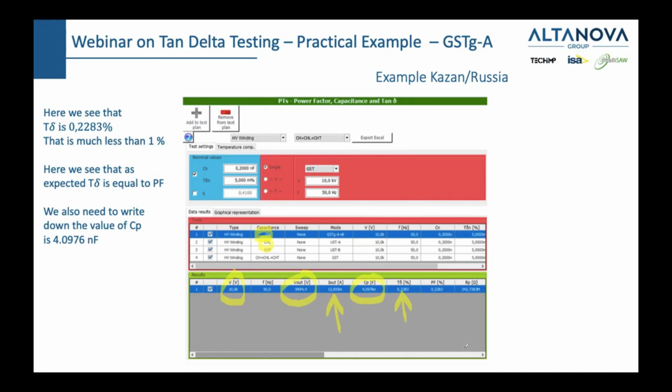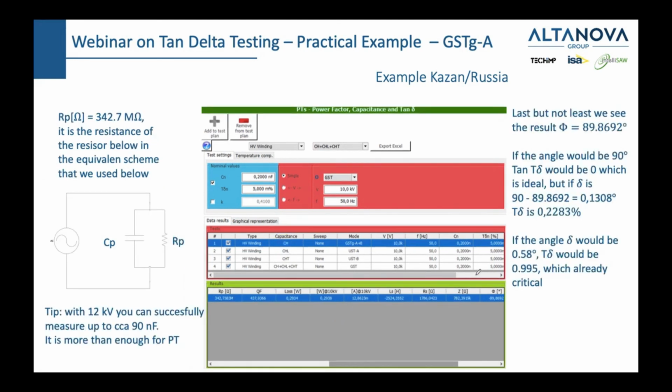So moving on, we also have this RP. We will see that on the next slide. RP is 342.7 megaohms. So actually, when we executed this measurement, we measured the capacitance of 4.097 nanofarad, and we measured the resistance of 342 megaohms. So we have these two values, and if you take these two numbers and use the formula for tan delta, which is equal to 1 divided by omega RC, you would get 0.2283 of tan delta.